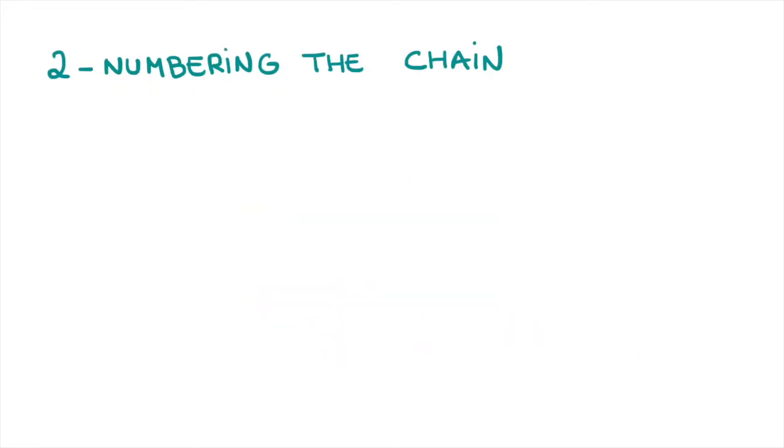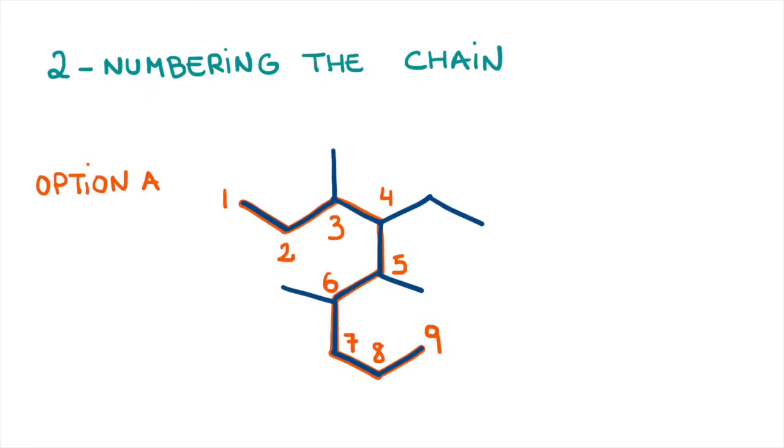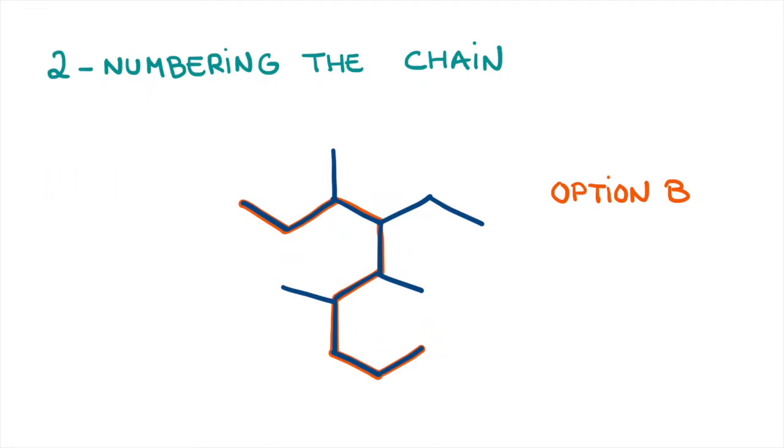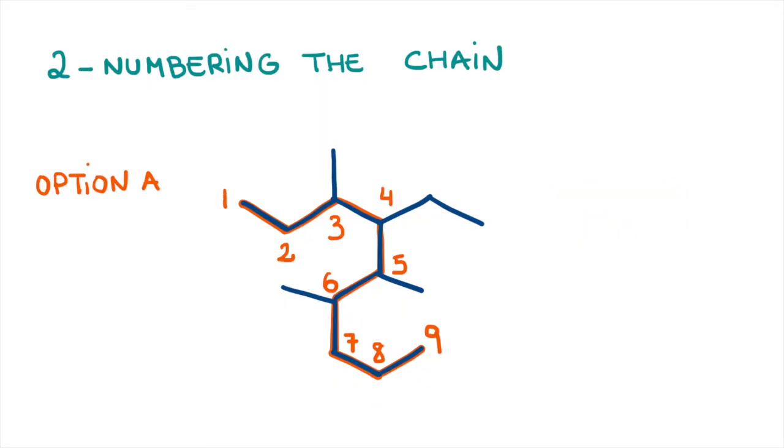The next step will be to number the chain. We have two options, starting from the right or starting from the left. We will choose the one where the first substituent falls into the lowest position.